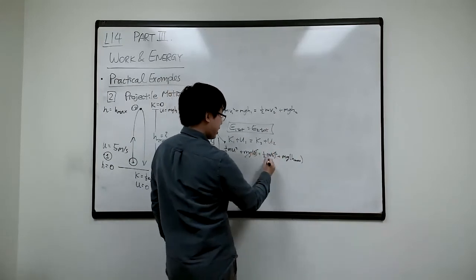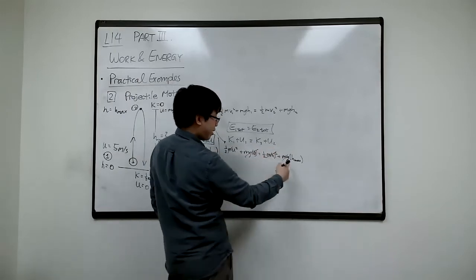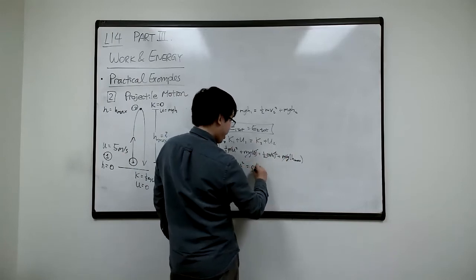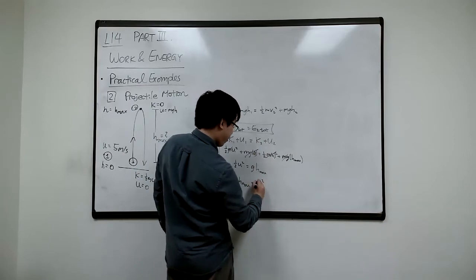Yeah, so that's going to be 0. That's going to be 0. M cancels. I could have canceled the M first, but either way. So here I have 1/2 U squared left. Here I have g h max, and of course this gives me U squared over 2g.